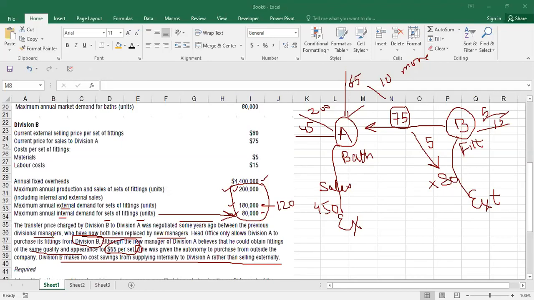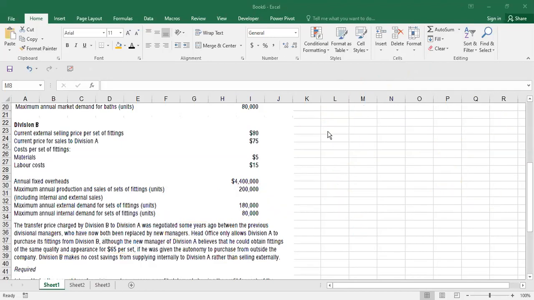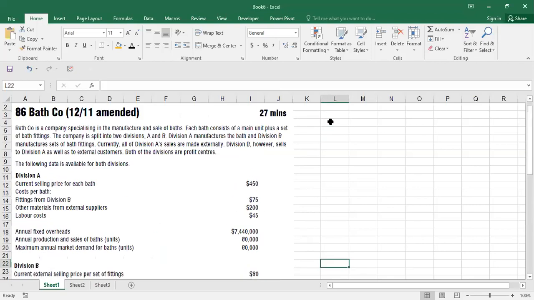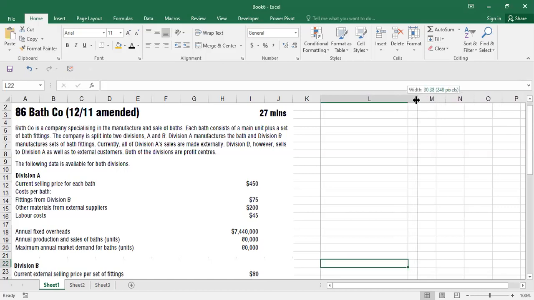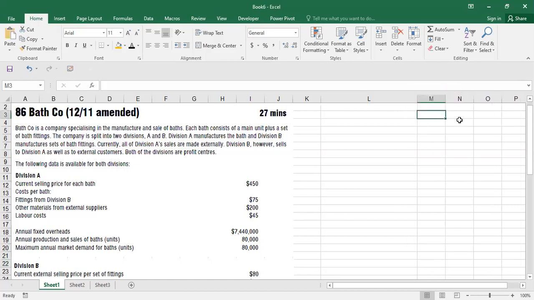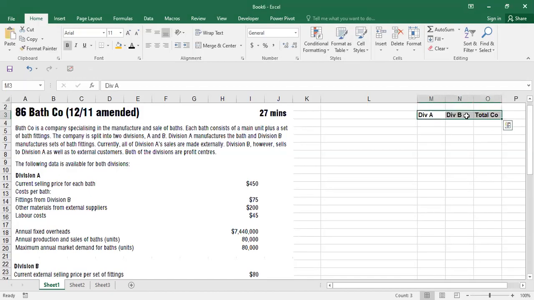We have to do the calculations, and you should be very careful on the format. When you do long questions, transfer pricing and any other, you should always be thinking of making a good format, because the format will make it clear in your mind. Sometimes if your format is confusing, then you make more mistakes. So make a clear format. You need Division A, you need Division B, and you need the total company. So these are going to be my 3 columns.